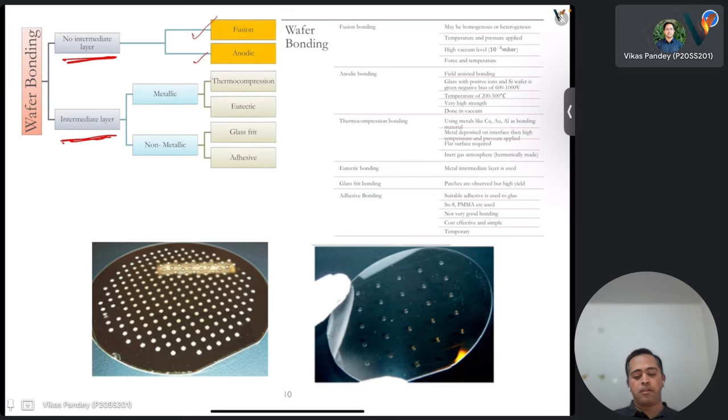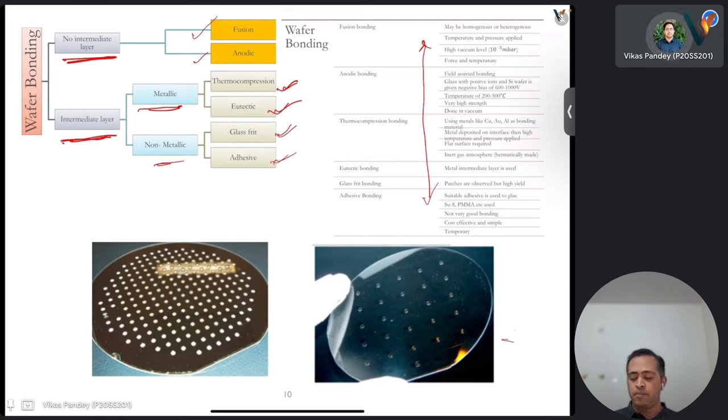For intermediate layer, again, the intermediate layer can be of two types. It can be metallic or non-metallic. If it is metallic, then we go for thermocompression or eutectic. If it is non-metallic, then it can be of glass frit type or adhesive. The details are given here, all the details. You can read through it.